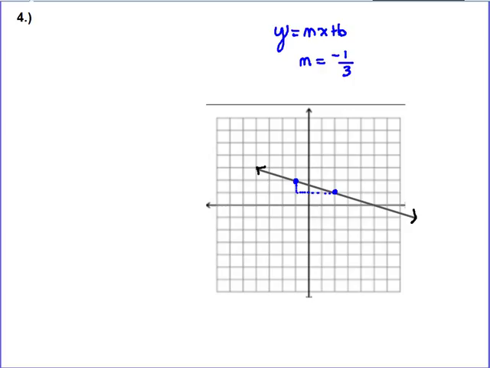But look at my y-intercept. It does not cross nicely. So I cannot just guess or estimate. I actually need to calculate what the y-intercept is. So you may use the y equals mx plus b, or there's another formula called point slope.